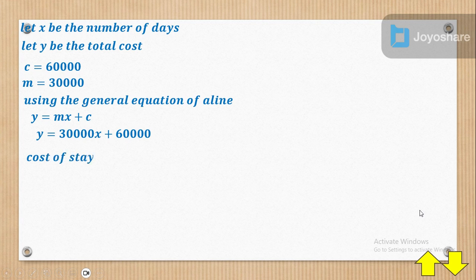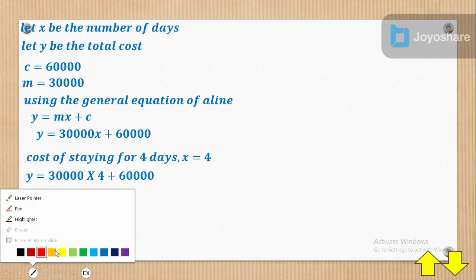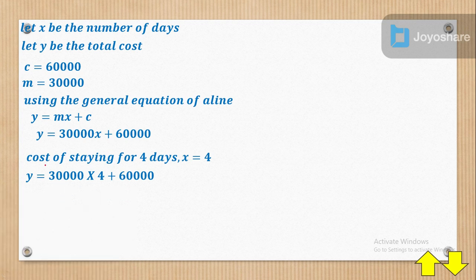So now cost of staying for 4 days is that. Because now they asked, since you have the equation of a line, this is our equation of a line. So we want to use it. Remember, x is the number of days, and y is the amount of money spent. So they're saying that the cost of staying for 4 days, this came in this part here.